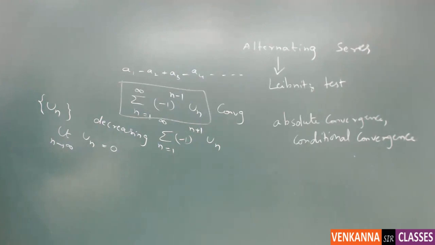The series which you have taken must be a decreasing sequence, and for the nth term, if you have applied limit, it must be tending to 0. Then the alternating series is convergent. Is that clear? Yes or no? Okay.